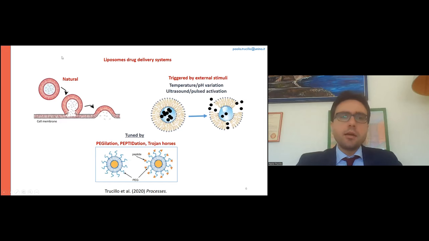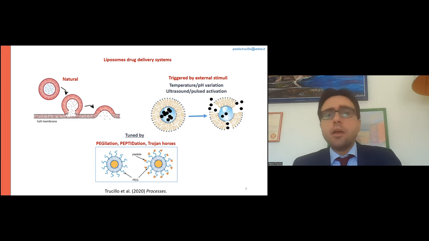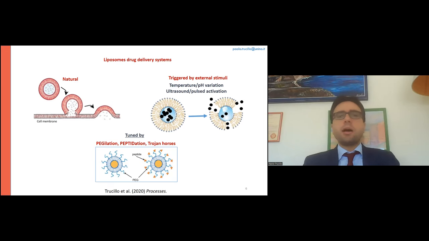The delivery systems can be natural or triggered by external stimuli. Natural means just by the administration of liposomes, they can fuse with the cell membrane and release their drug content inside the cell. Or we can induce the opening of the liposome barrier by the variation of temperature or pH or by activation due to ultrasound, for example, over gold nanoparticles. We can also produce second generation liposomes by covering them with PEG polymer or with peptides. And we can use those liposomes as Trojan horses in order not to be destroyed by the immune system.